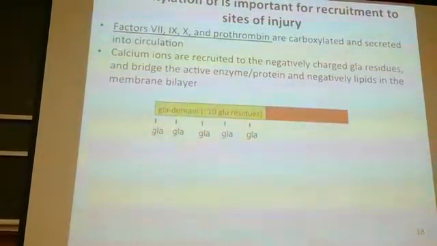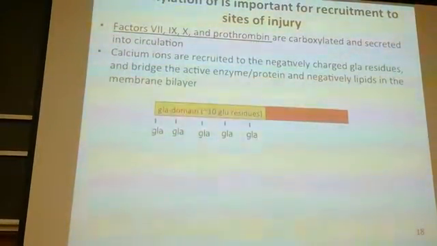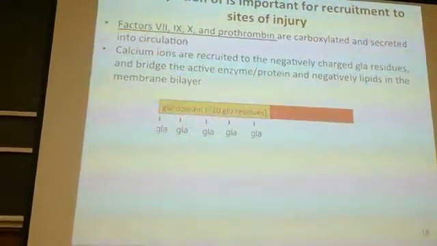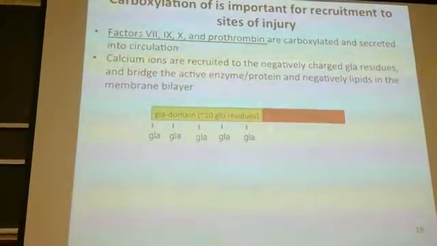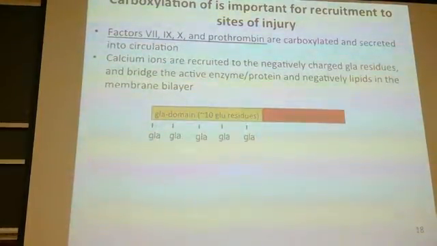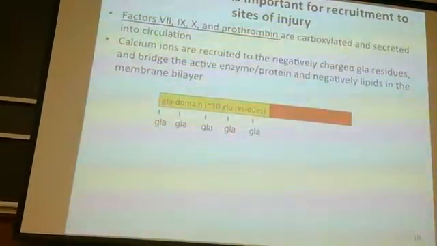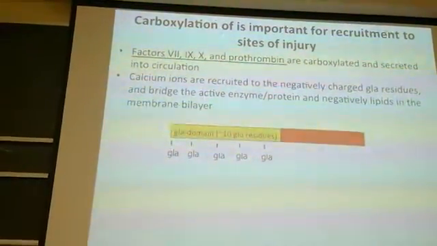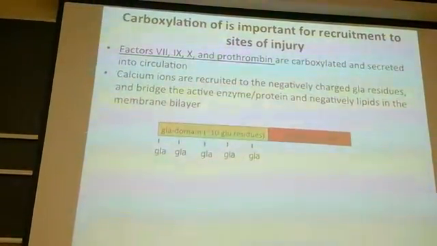Unfortunately, the way they named these factors was in the order of discovery, which is always a terrible way to name a system, because then the factors aren't actually in sequence of events. So it's a little bit confusing when we go through those pathways, but that's how they name them, so we're stuck with it. These four factors, factors 7, 9, 10, and prothrombin, are carboxylated and secreted into circulation. Okay, so they're going to undergo that whole pathway, the ER, the gamma carboxylase, and secretion out into our blood. And so these will be circulating within our blood.